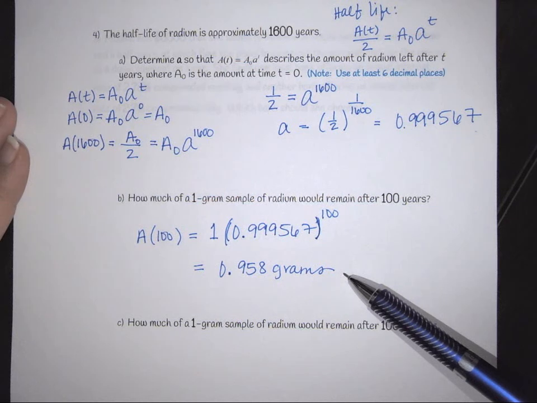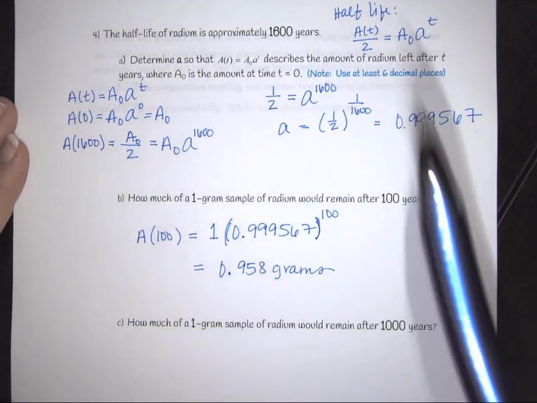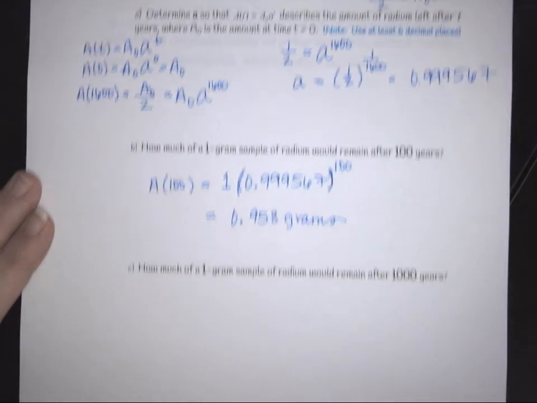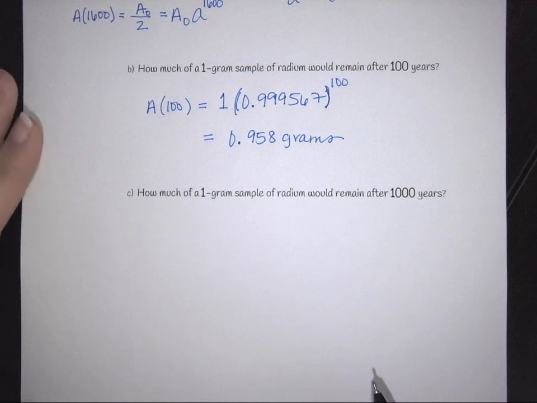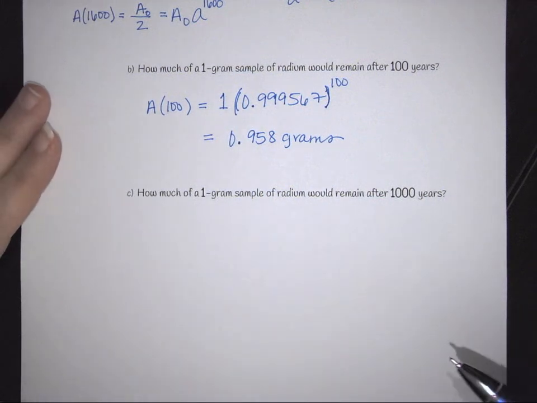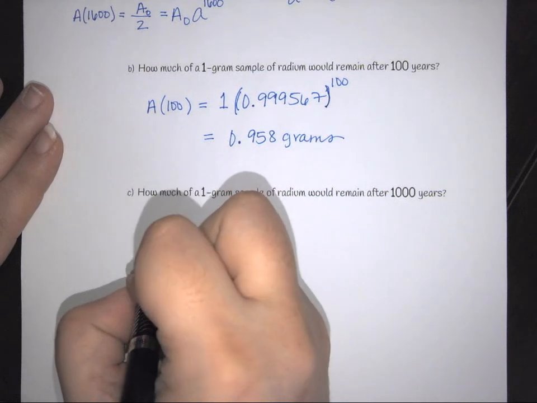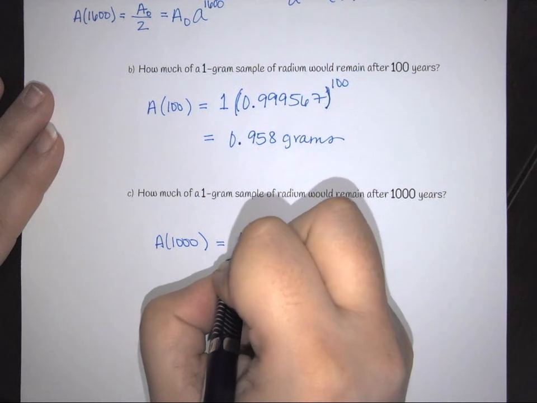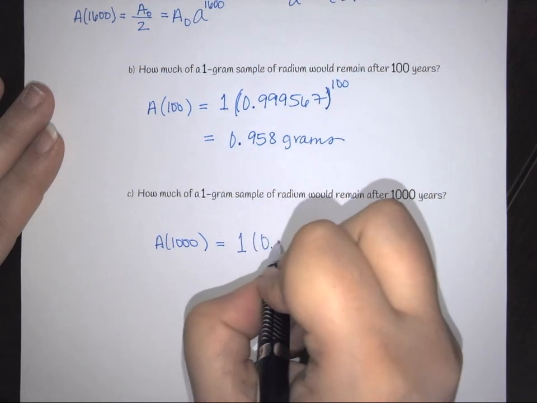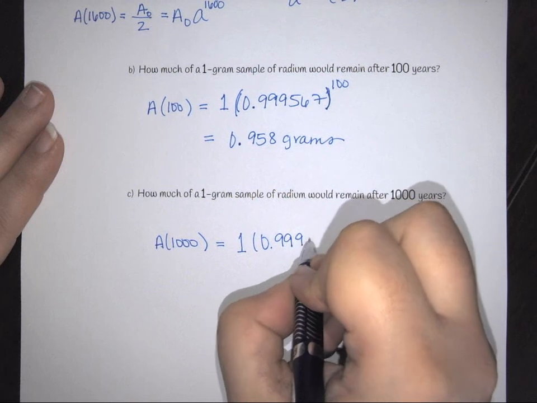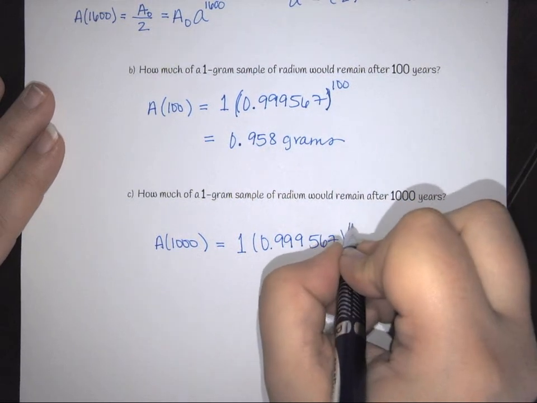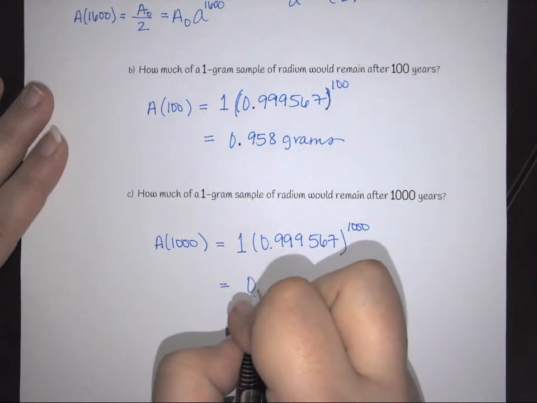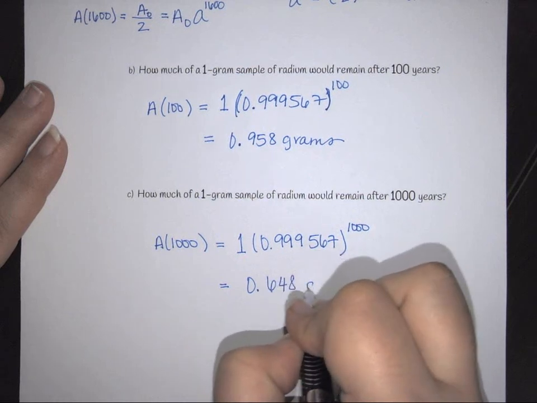Now that should actually make a lot of sense, considering it takes 1600 years for you to get the half-life, or the half amount. Now the last part says how much of a 1 gram sample would remain after 1,000 years. So this is going to be the same thing. We're looking at A of 1,000 is equal to my 1 gram sample times 0.999567 raised to 1,000 years. So in this case, we would have 0.648 grams.